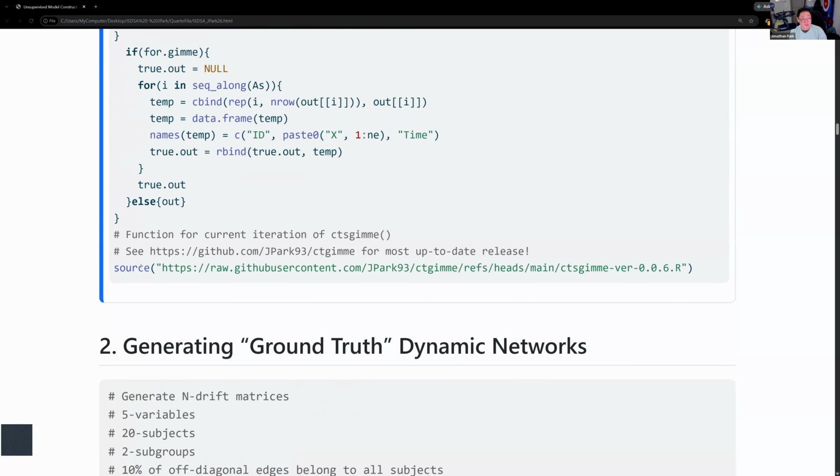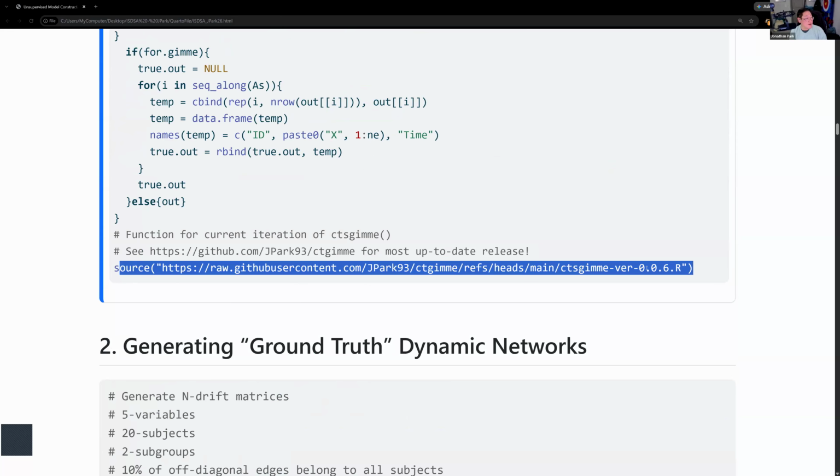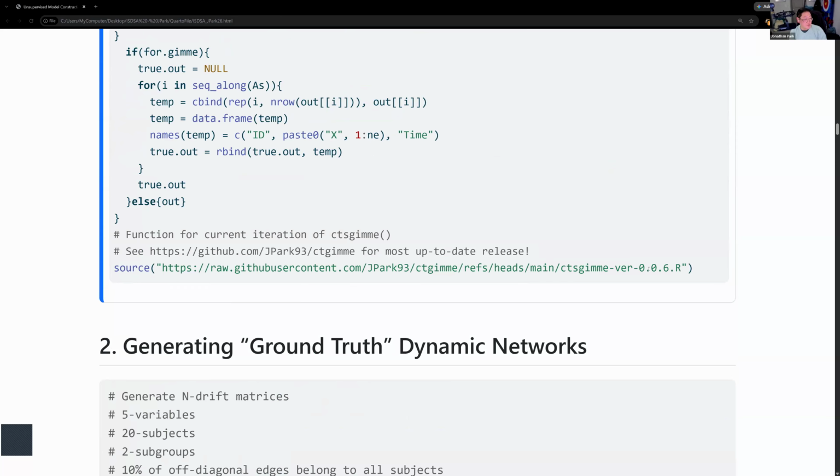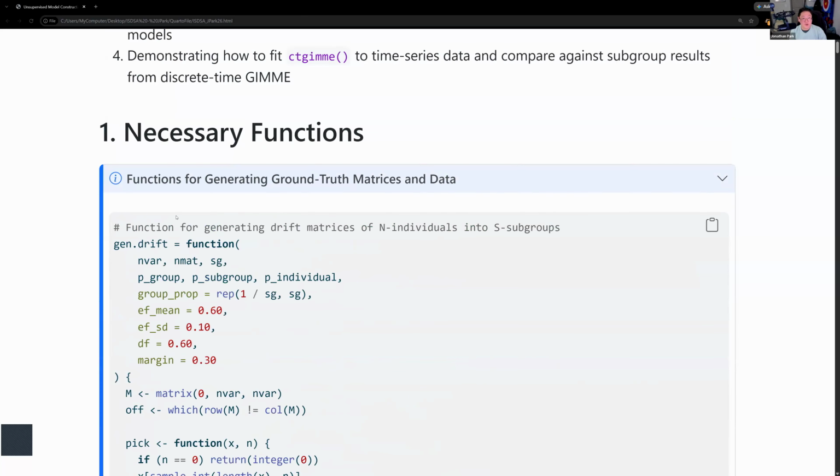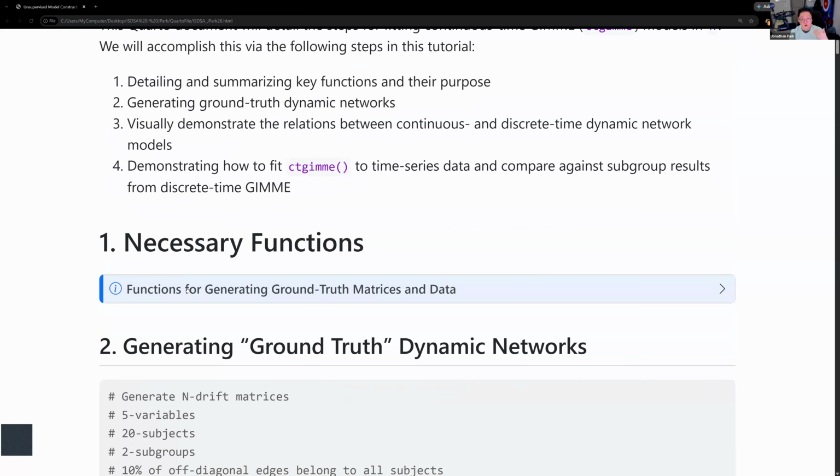Finally, there's also this source link to the GitHub repo for continuous time gimme. As you can see, we are on version 0.0.6, so make sure you get that version of continuous time gimme. If you just run this line, you will have all of the supplemental R code and functions that are proprietary to that. In the future, of course, just visit the GitHub page and you will always be able to pull the most recent version. And then maybe in a couple months, you'll see it on CRAN.